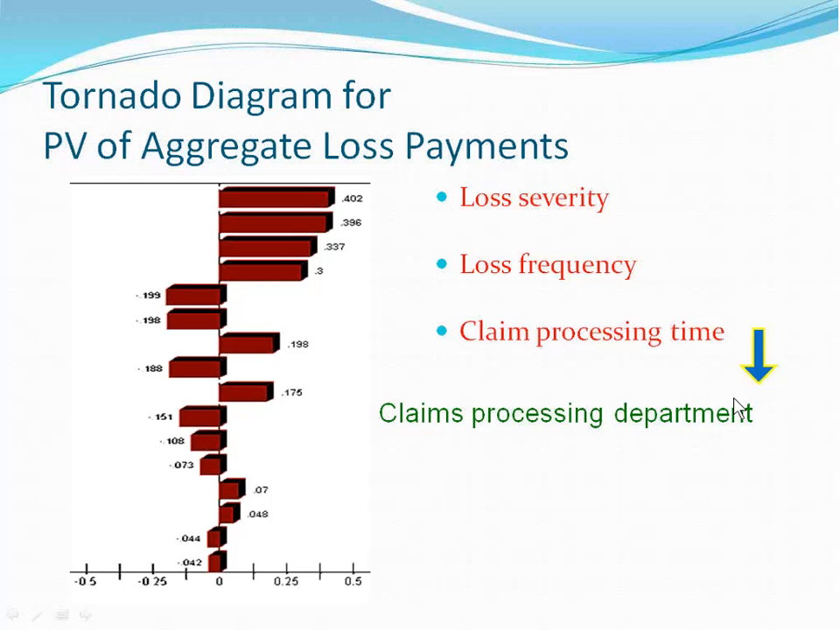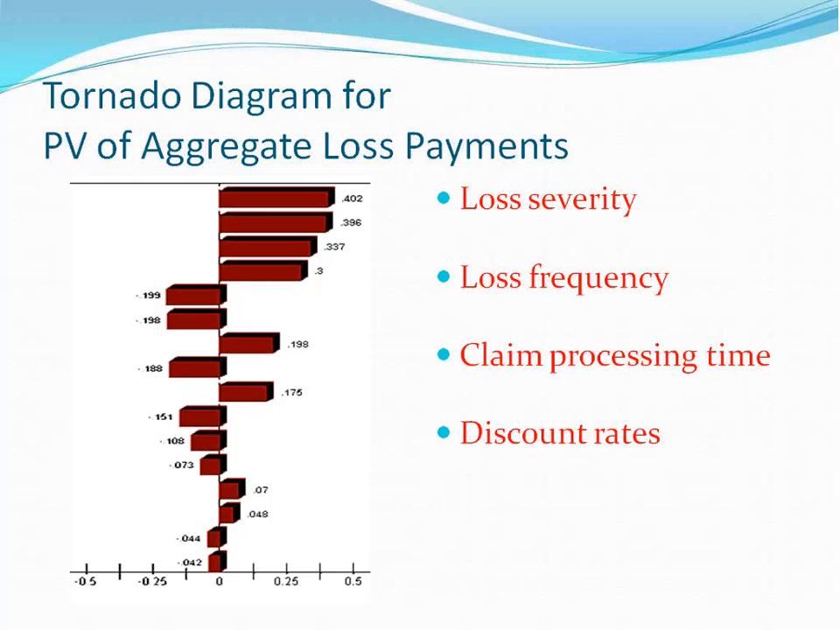But this also tells us that when you have a partial model, one can come up with some strange policy recommendation. In order to properly assess this, we need a larger model, which not only models loss payments, but also revenues. Now let's go to the next item, discount rates.